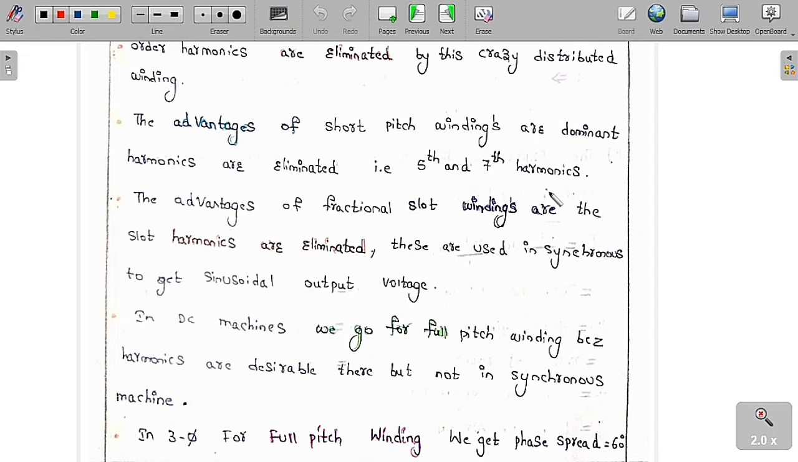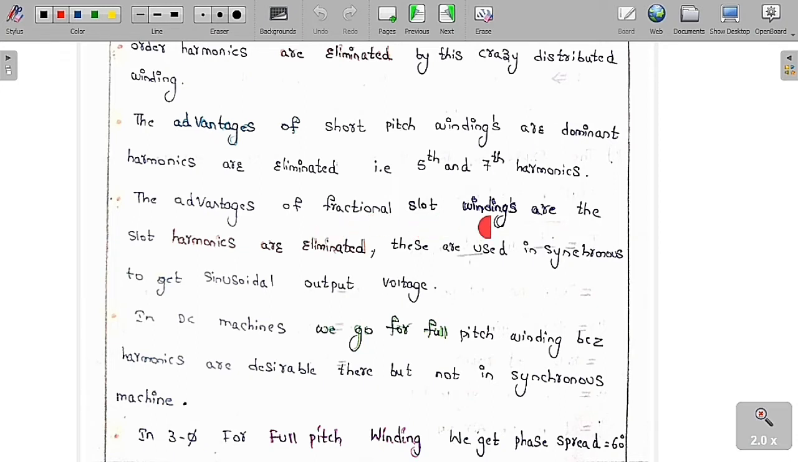So the main advantages of the short pitch winding are that dominant harmonics, like the fifth and the seventh, are eliminated.